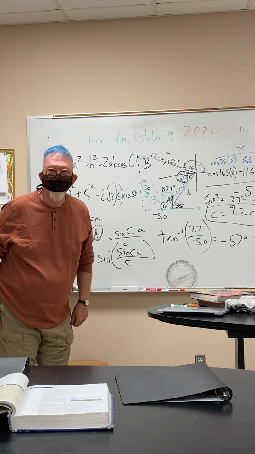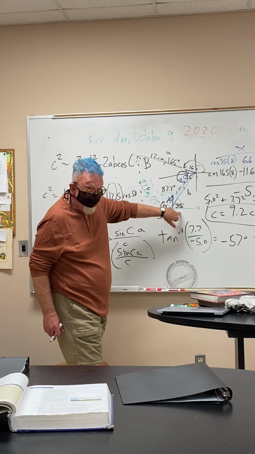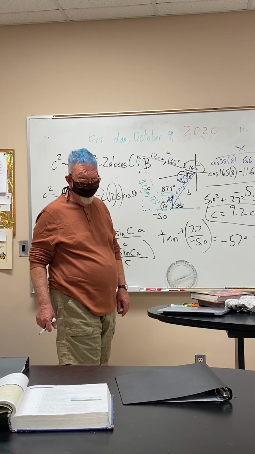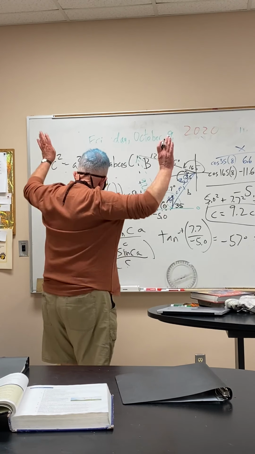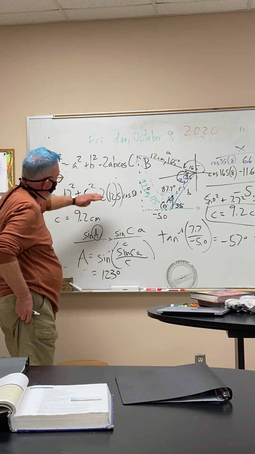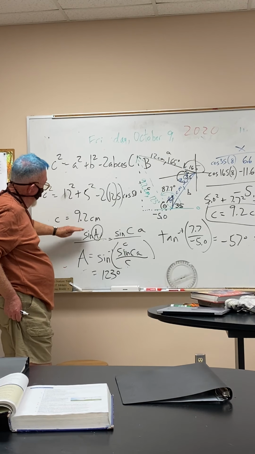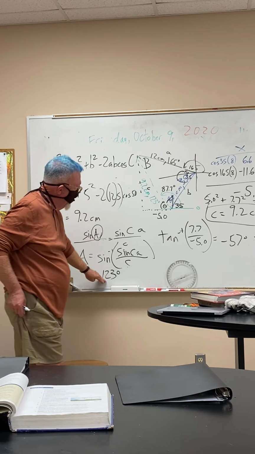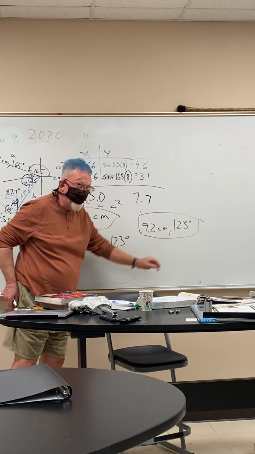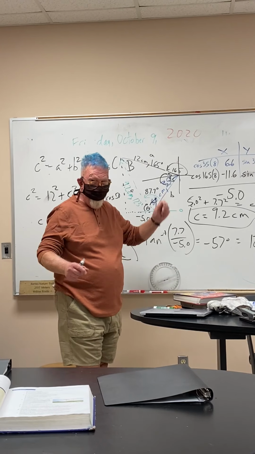So guess what we do? We add the 87.7 to the 35, and what do we get? 123 degrees. So the resultant with the law of cosines and the law of sines is 9.2 centimeters at 123 degrees. With the XY method, it's 9.2 centimeters at 123 degrees. With the old-fashioned draw and measure, it's 9.2 centimeters at 123 degrees.